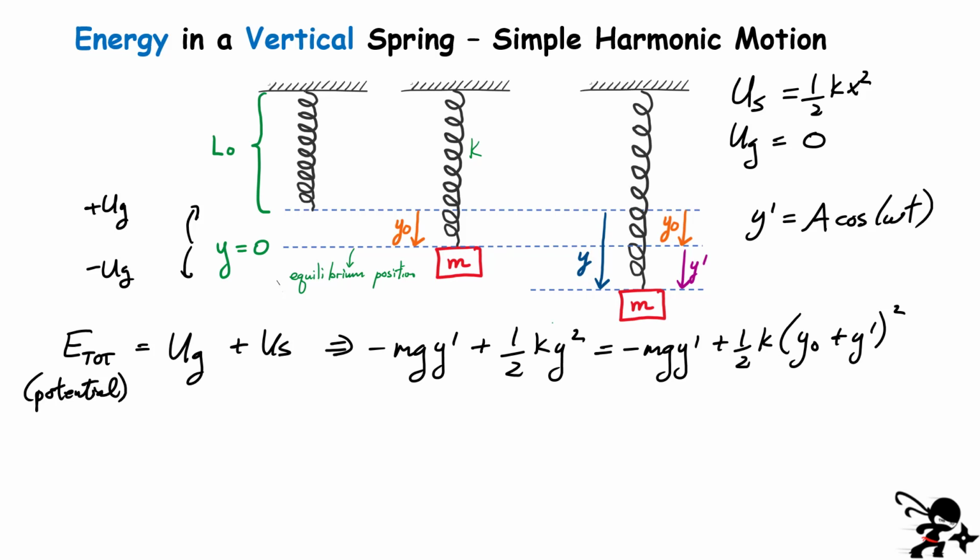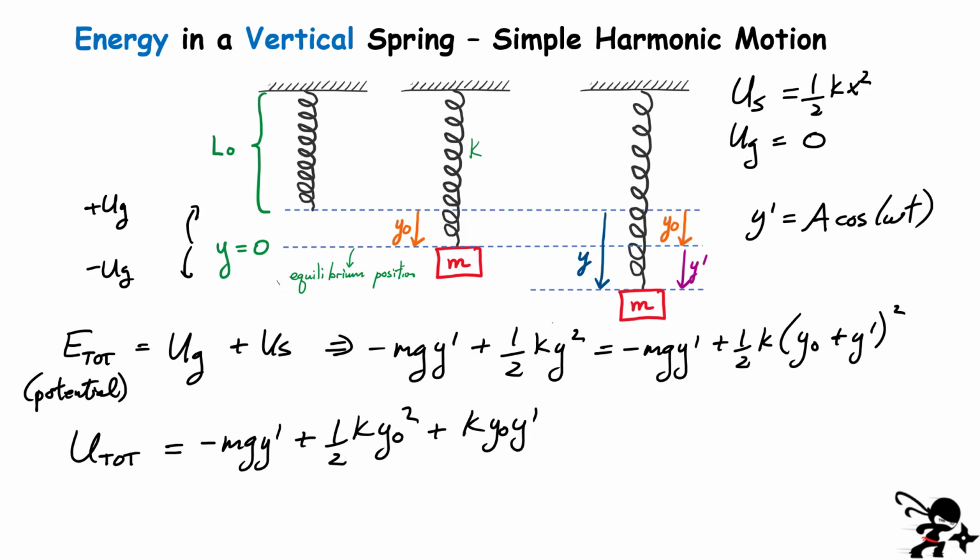So again, the total gravitational plus spring, I'll just call it U total, that's kind of a good one. You get minus mgy prime. Again, now plus, now we're going to expand this, okay? So you're going to get three terms. You're going to get 1/2 ky0 squared, and then you're going to get plus, there's going to be a 2, right? This is ky0 y prime, and then the last term is just going to look like another spring potential energy, but with the y prime variable.